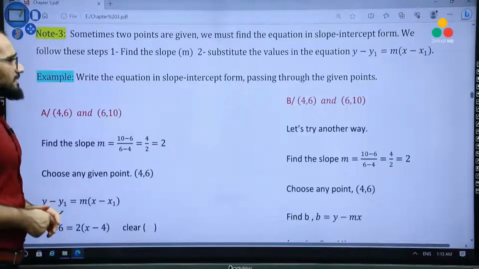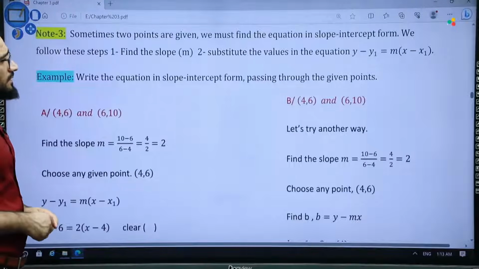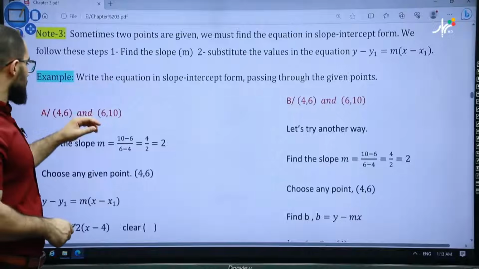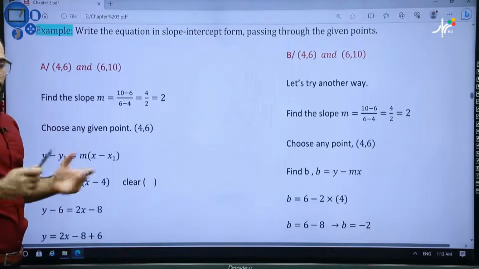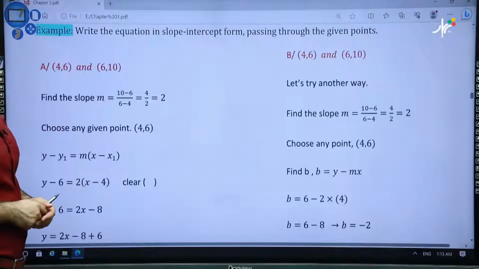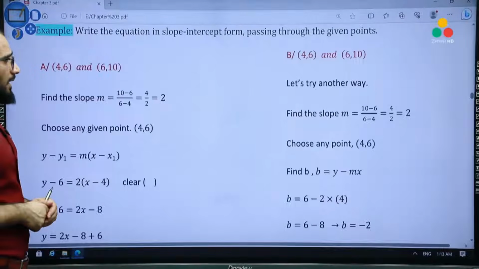Then there's an example. Sometimes, okay, 2 points are given. We have to write, or let's say find, the equation in the form y is equal mx plus b. How to do it?